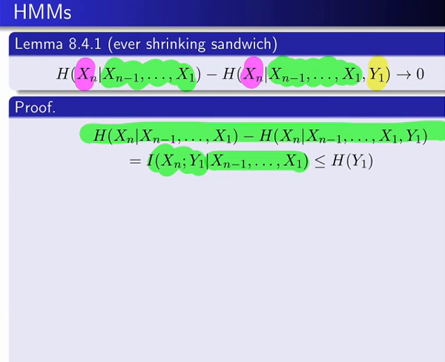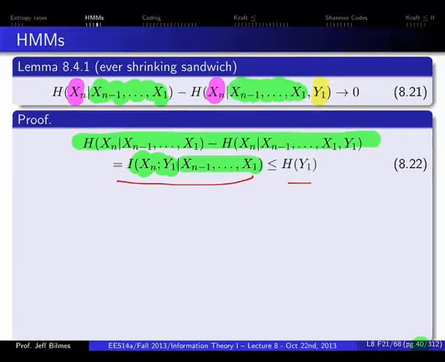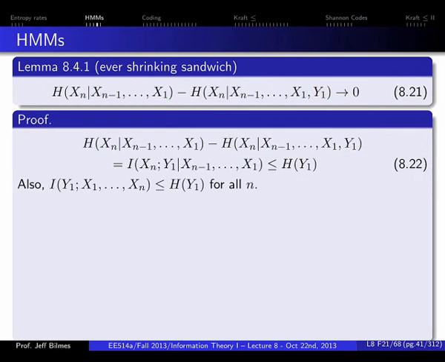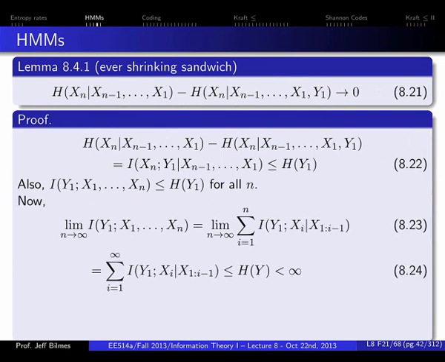So we're conditioning on the same thing, so the green stuff up here is really just some other stuff. It's just conditional mutual information. And we know that that's, from the definition of conditional mutual information, no greater than the entropy of y1. Right? We also know that this value, from the definition of regular mutual information, is no greater than the entropy of y1. Right?